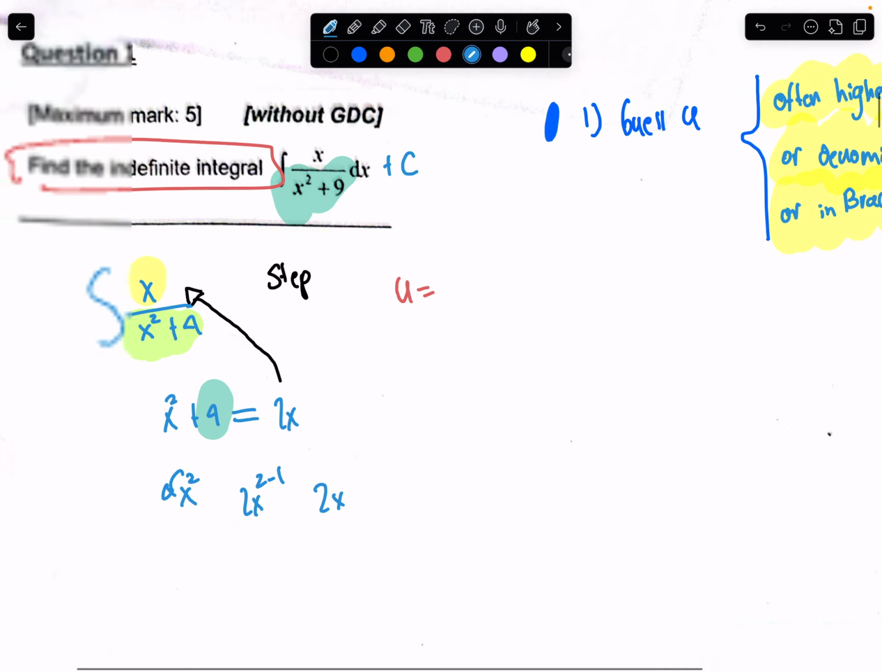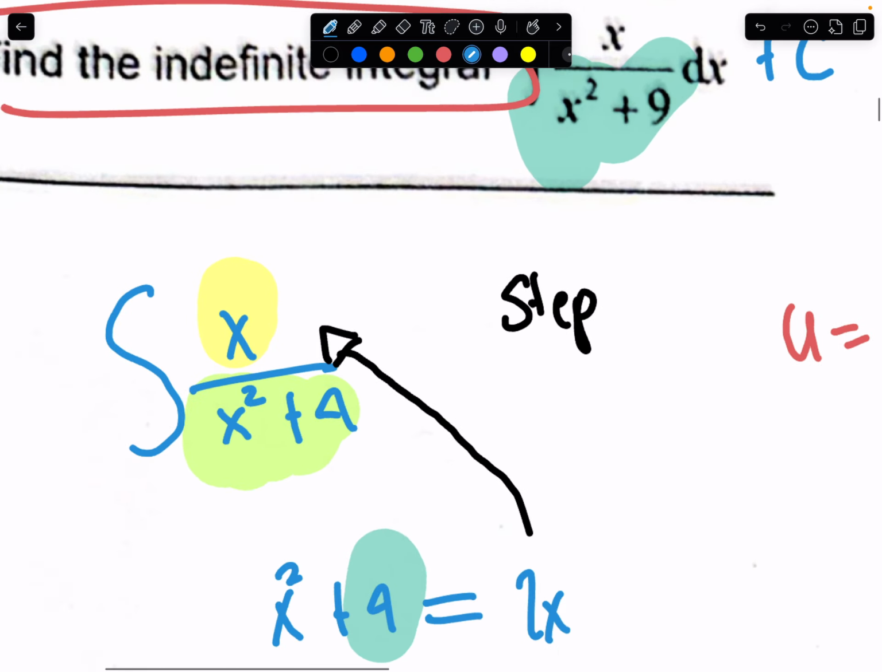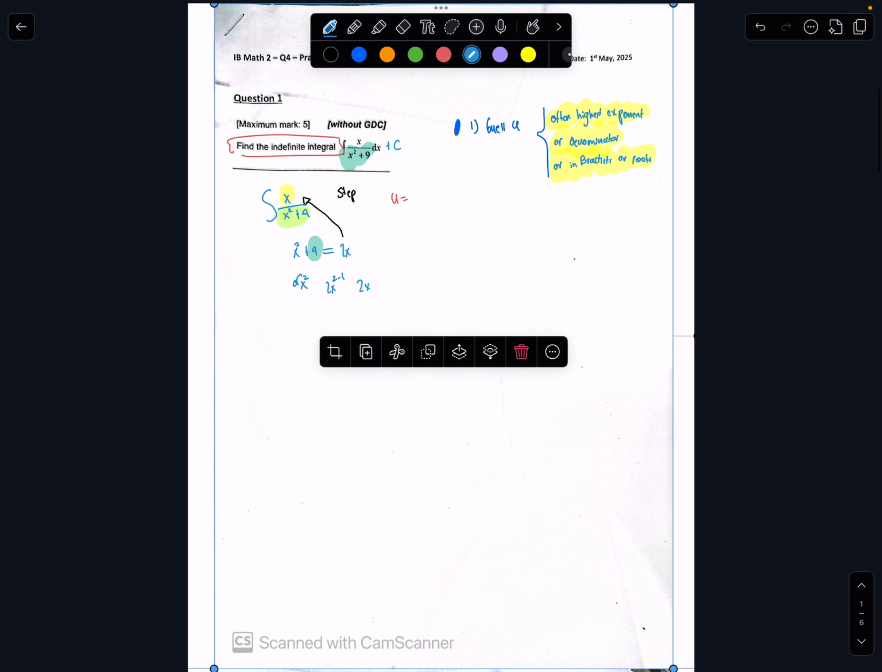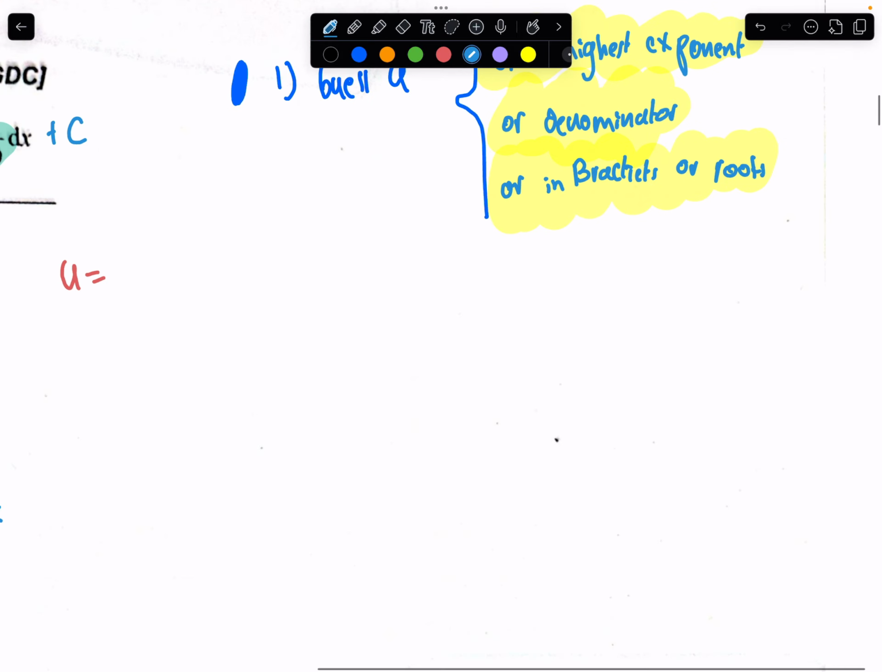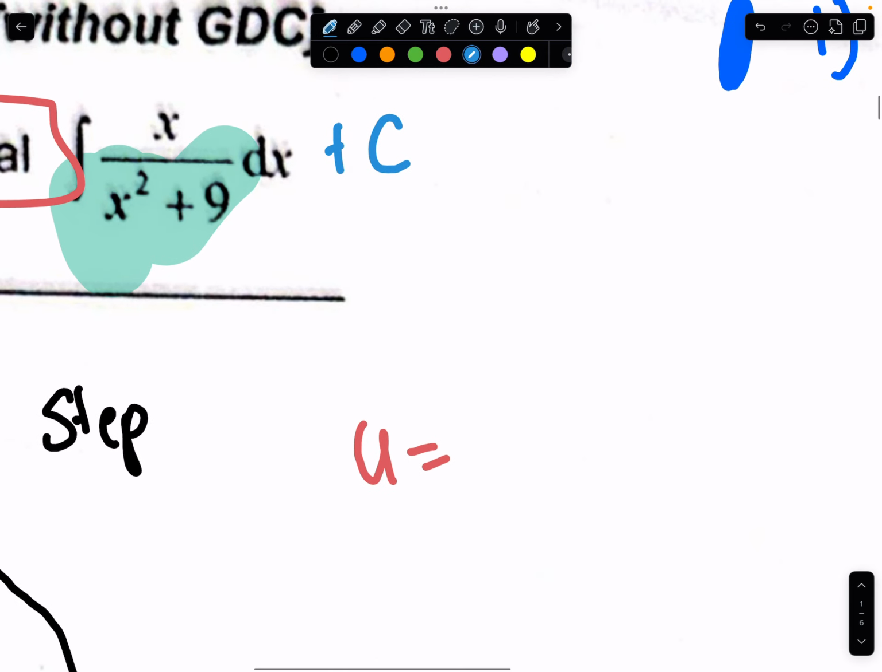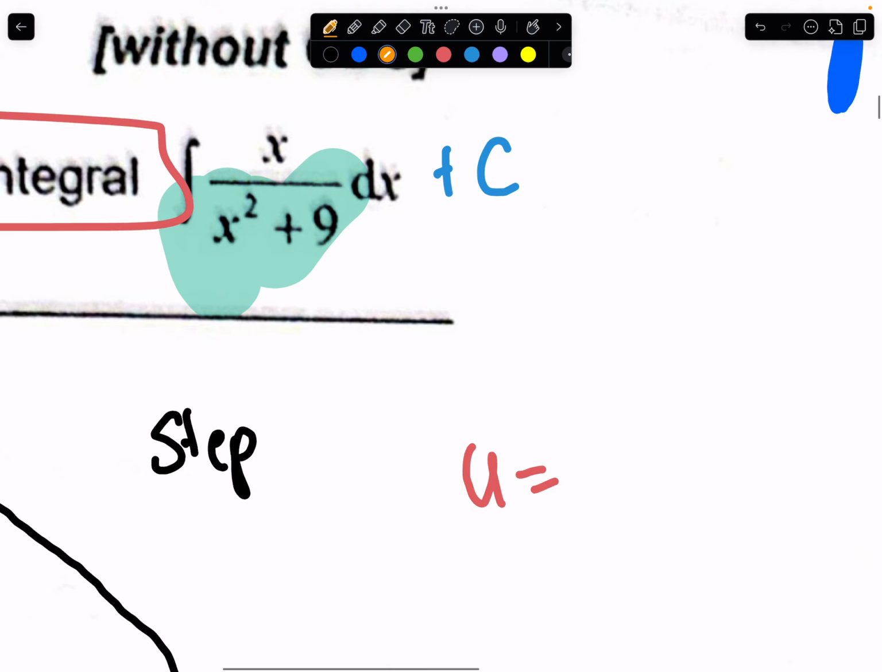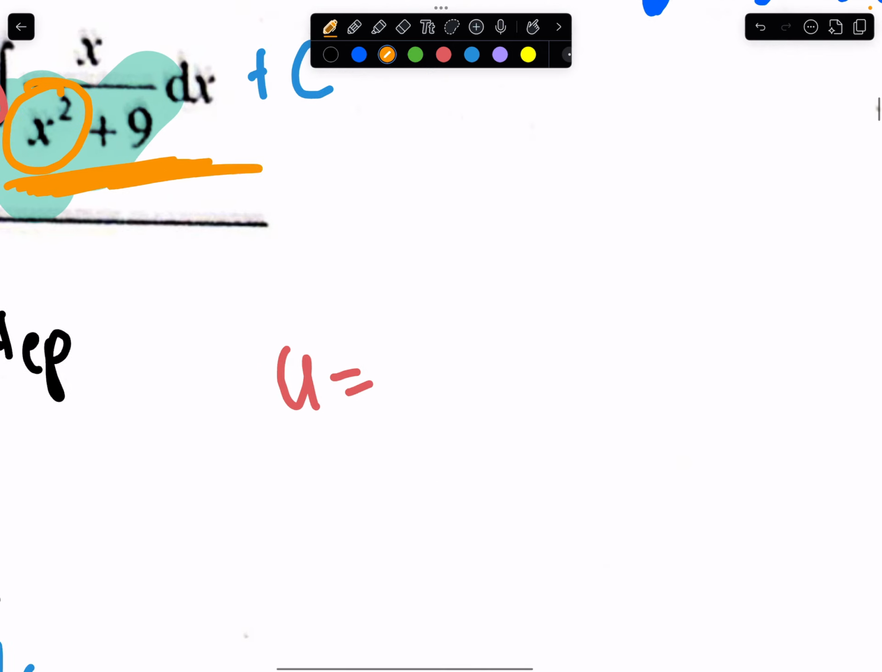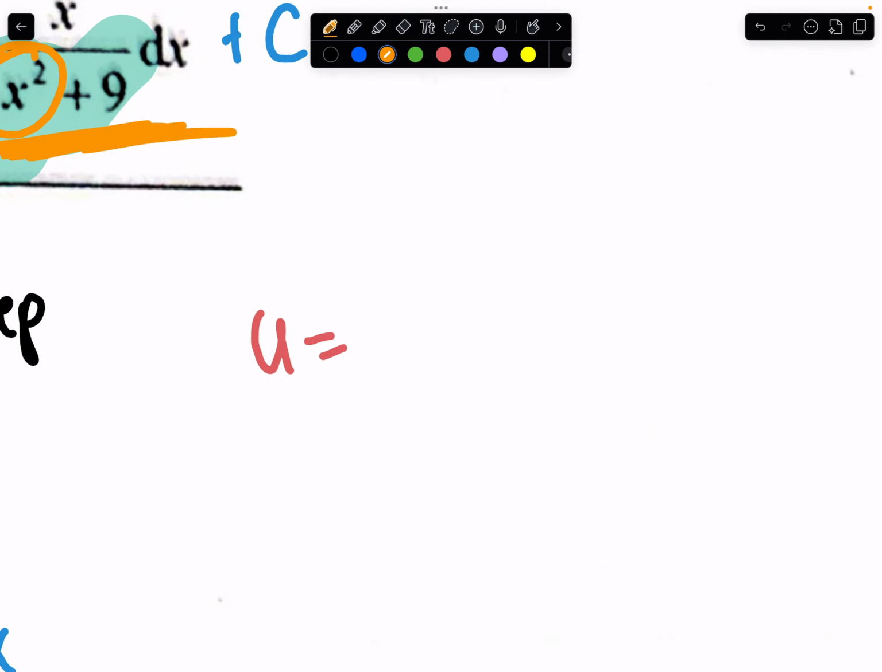So now, looking at the integral we have been given, using these tips, we can guess u. We have the highest exponent, and it is the denominator. So we can guess u to be x squared plus 9.